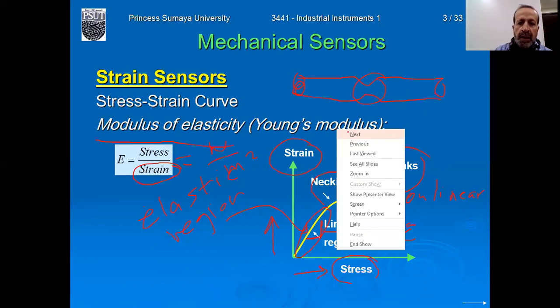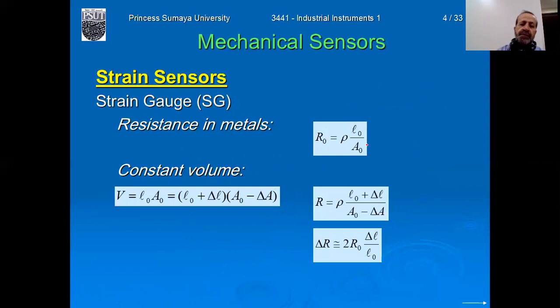So now, as you know, the resistance in any wire is equal to rho L over A. L is the length, A0 is the original A, and L0 is the original length. Rho is the resistivity. And this, you should know it from physics or from circuit 1. So this is the fundamental relation between resistance and length and area.